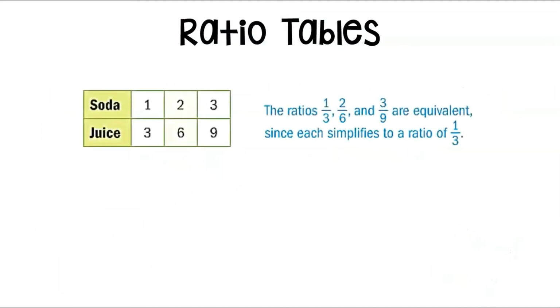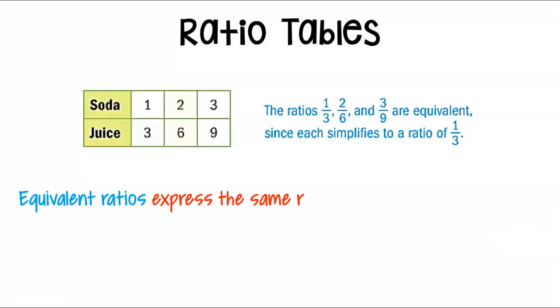Here's an example of a ratio table that shows the relationship between soda and juice. The ratios 1/3, 2/6, and 3/9 are equivalent since each one can be simplified to a ratio of 1:3. We can also take a look at how we get from the beginning ratio of 1/3 to each of the other ratios in the table.